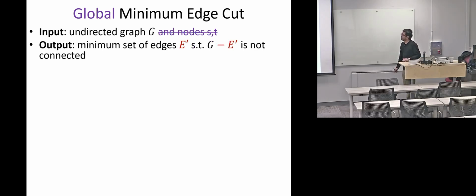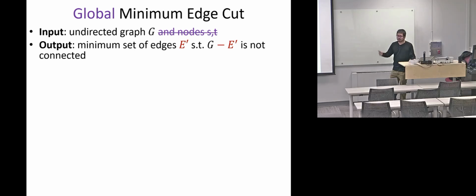So how about this one, global min cut? Here I don't have S and T. I just have one graph. And I just say, okay, I just want to delete E prime such that G is not connected. It has more than one connected component. I just want to separate some pairs from each other. Do you have a suggestion how to do this?